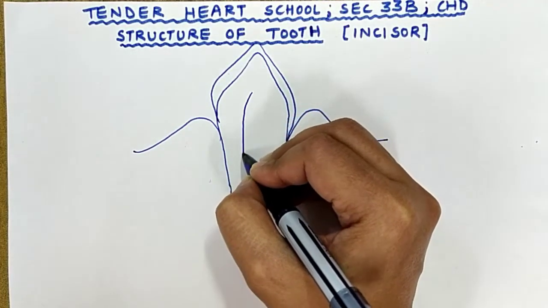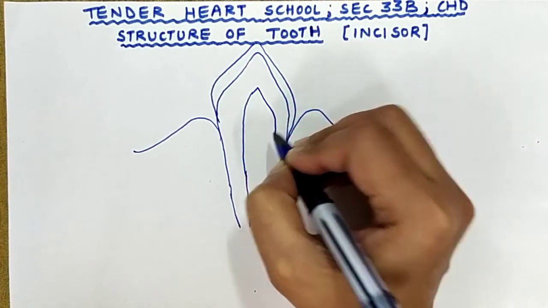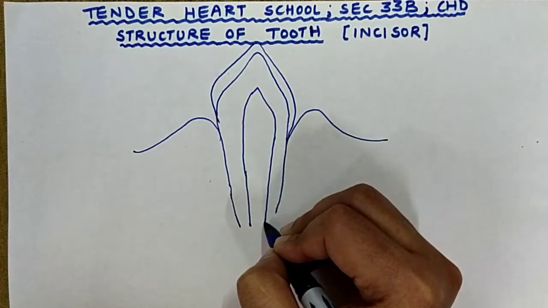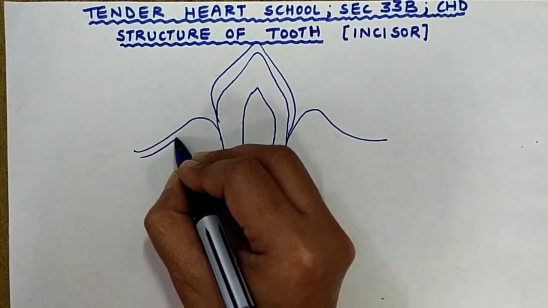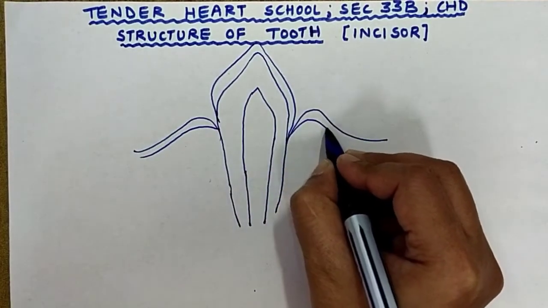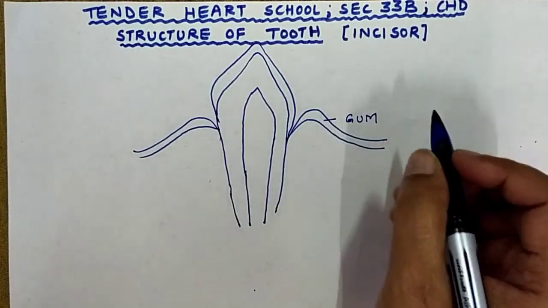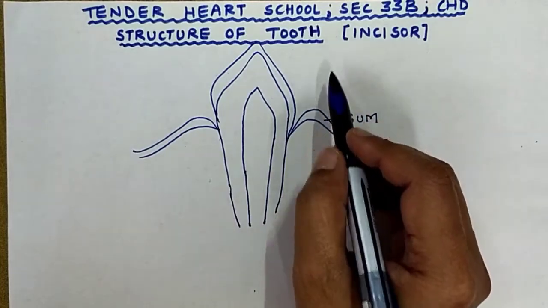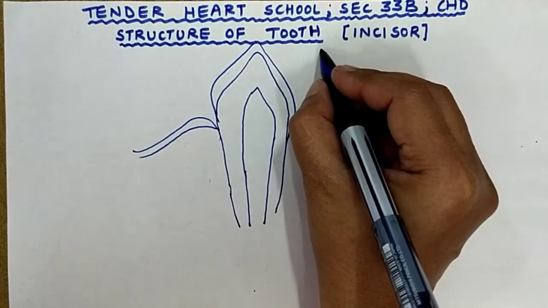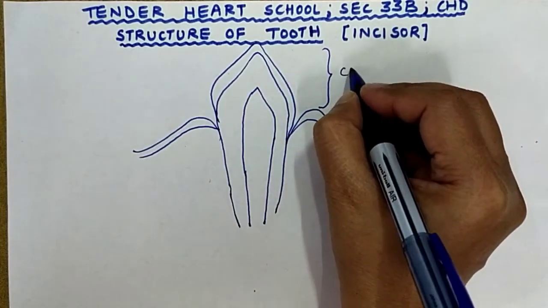Now just see. Some part of the tooth is above the gum and some part of tooth is below the gum. So these are the gums. Now this part of tooth which is above the gum, which is visible to us, is called the crown. So this whole thing which is above the gum and is visible to us is called the crown.